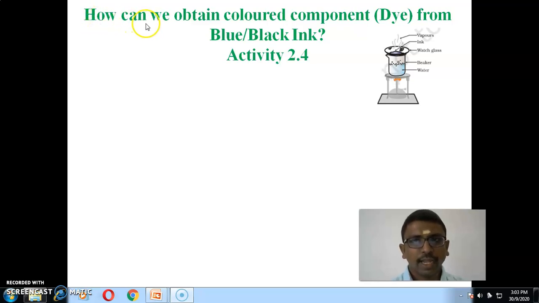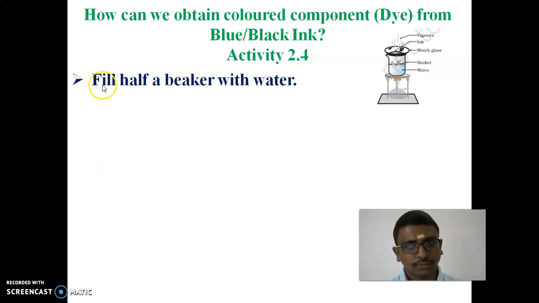So how can we obtain the colored component, the dye, from blue or black ink? For that we have to go to activity 2.4. So take your book, children, make it fast and open activity 2.4. What's the activity? It says to fill half a beaker with water. So we have to take a beaker and fill half of it with water.